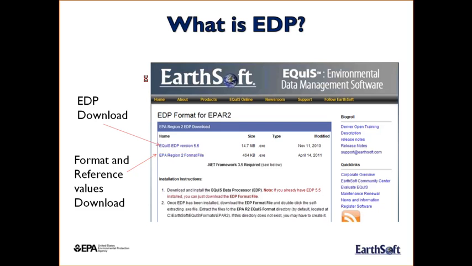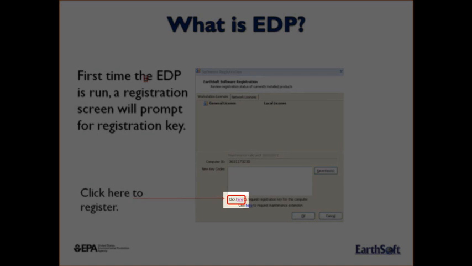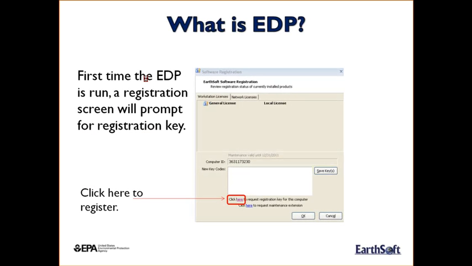Okay, so if you download the software and install it, the first time you go to run it, it will say that you need to register the software. There's a little button at the bottom where you click here, and it will take you to a registration page. Once you fill out the information, you will receive an email response with the keys. The keys get pasted into that middle section that says new key code. Hit save keys and you're all set.